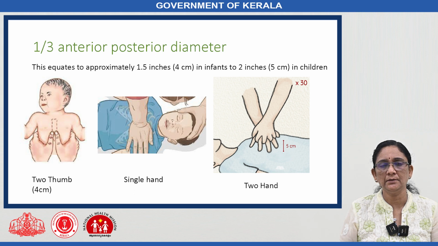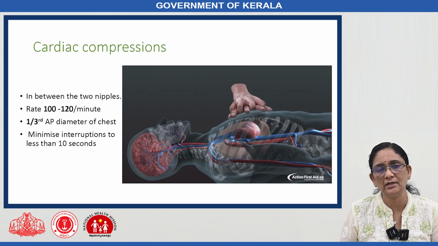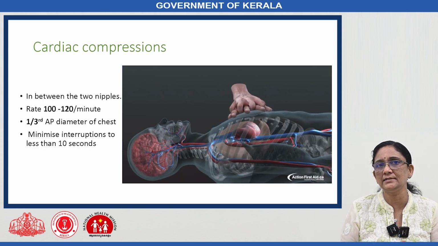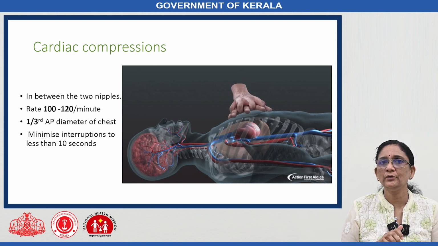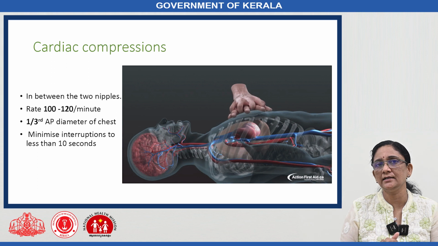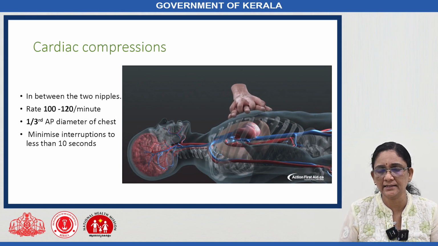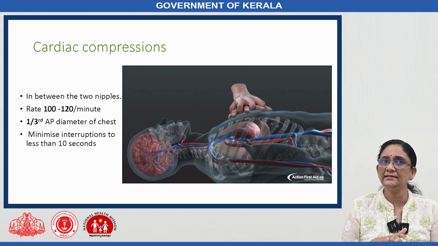And when you're giving the compression, what is a good compression? A good compression is you have to compress at a rate of minimum 100 to 120 per minute. You have to ensure that interruptions in cardiac compression are less than 10 seconds. You have to ensure that there is a complete recoil when you're doing compressions. Only if you allow recoil is the diastolic filling going to happen. So these many things you have to ensure when you're giving a compression.